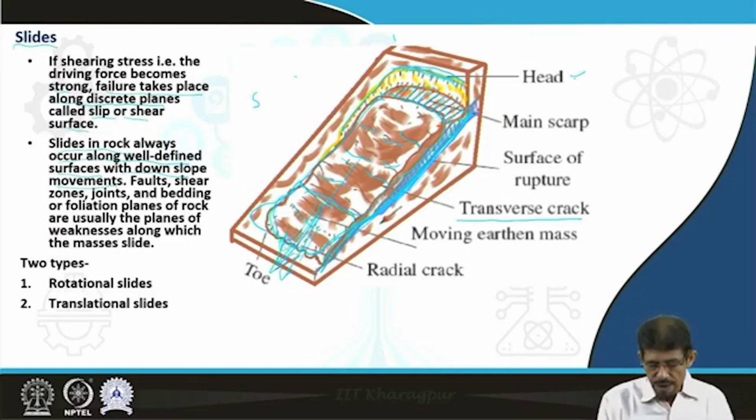At the toe side, there is a development of radial fractures, because here this thrust is acting to resist the movement from the toe side. Therefore, there is a formation of radial type of cracks or fractures.